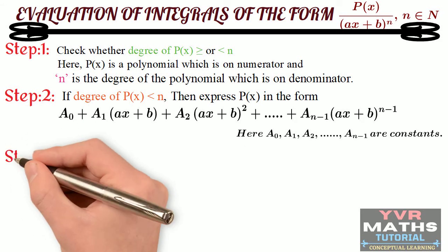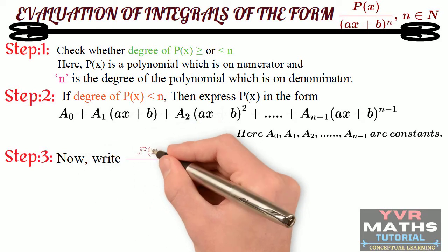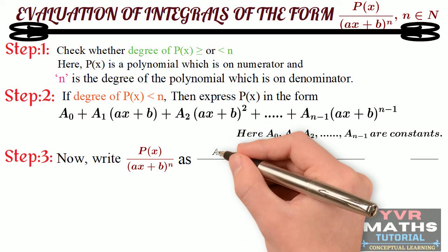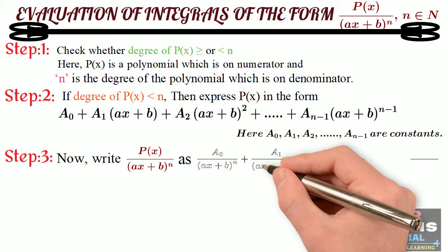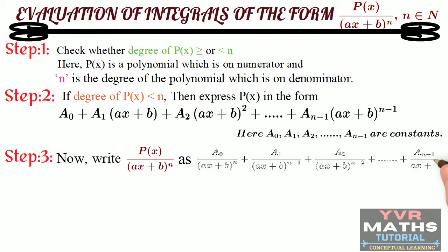Next, step 3. Now take the given form, p of x by (ax plus b) whole power n. It can be written as a0 by (ax plus b) whole power n, plus a1 by (ax plus b) whole power n minus 1, plus a2 by (ax plus b) whole power n minus 2, plus so on, plus an minus 1 by (ax plus b). How are we writing this, students? See, the p of x expression is this one. Now, if we divide these n terms by (ax plus b) whole power n, then we will get this expression.